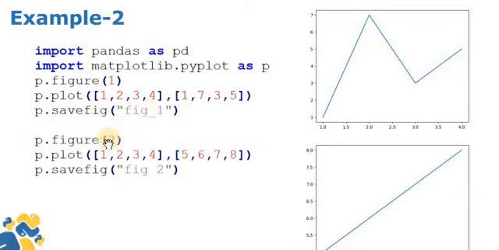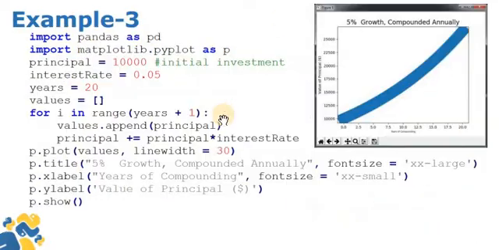Same way, here I am creating the second figure. These are the float values that we want to give, and if we want to save our files, how can we do it? By p.savefig. Okay, so here we are creating two figures in one program.